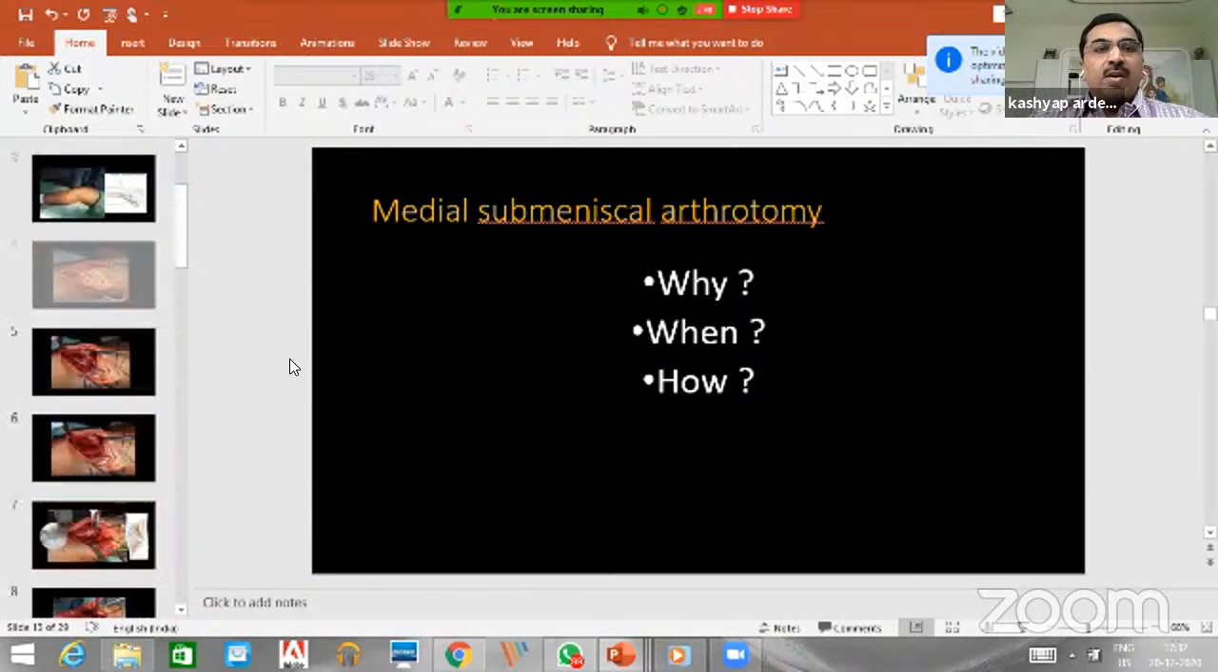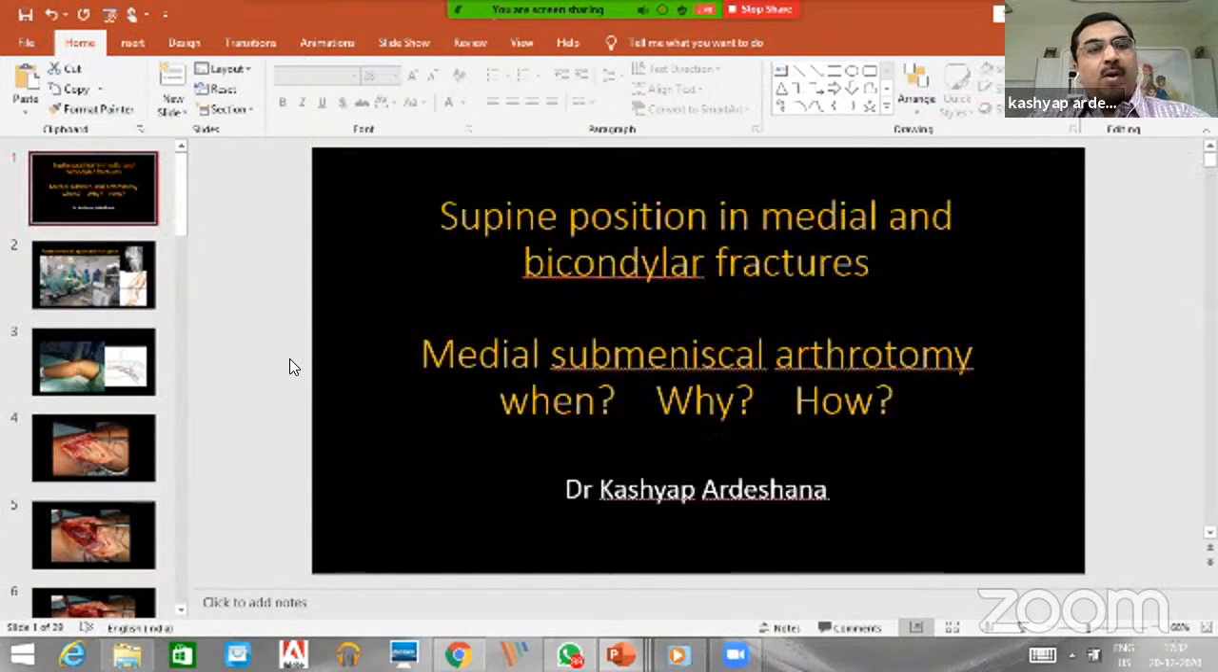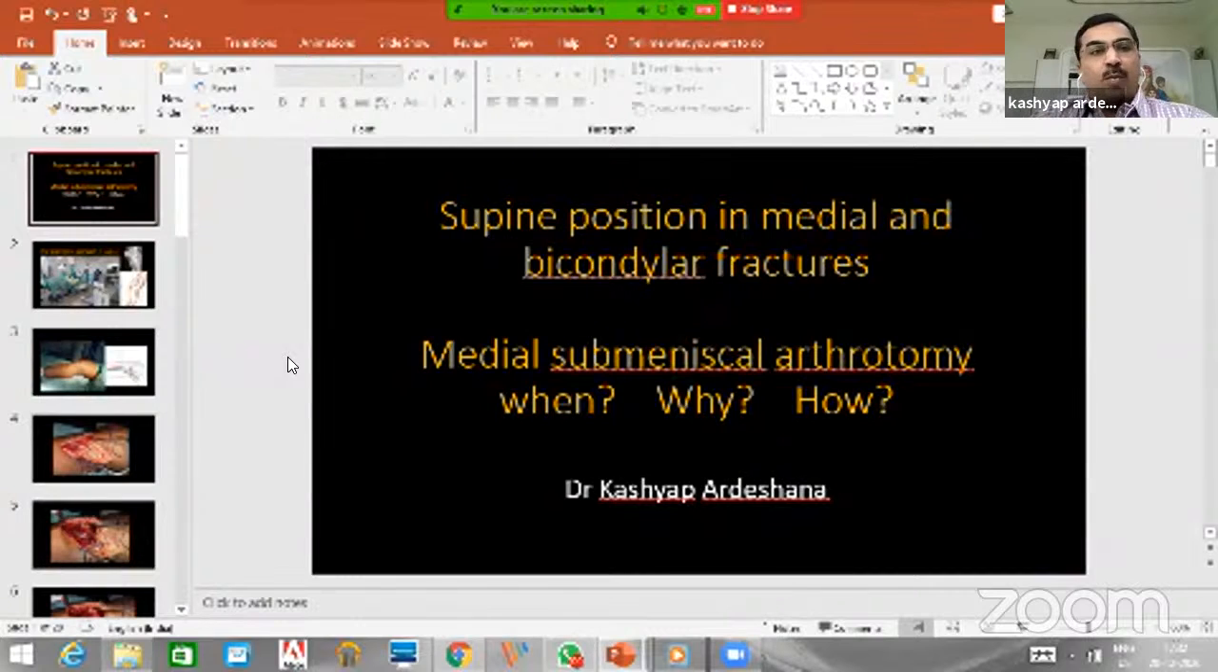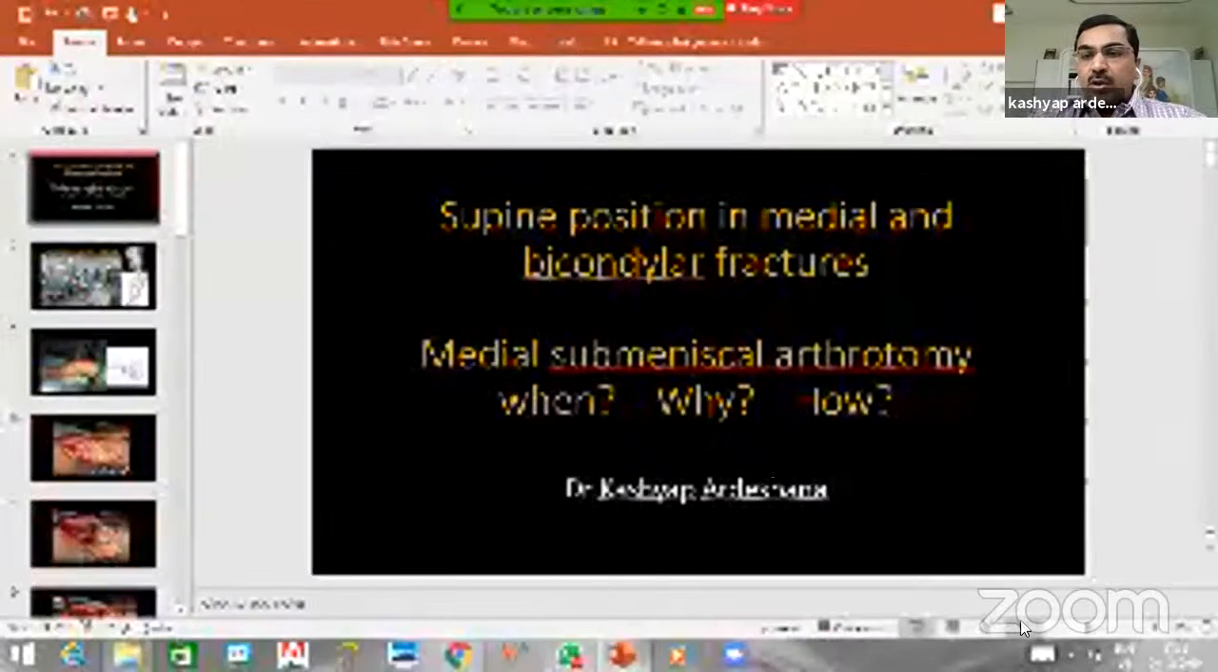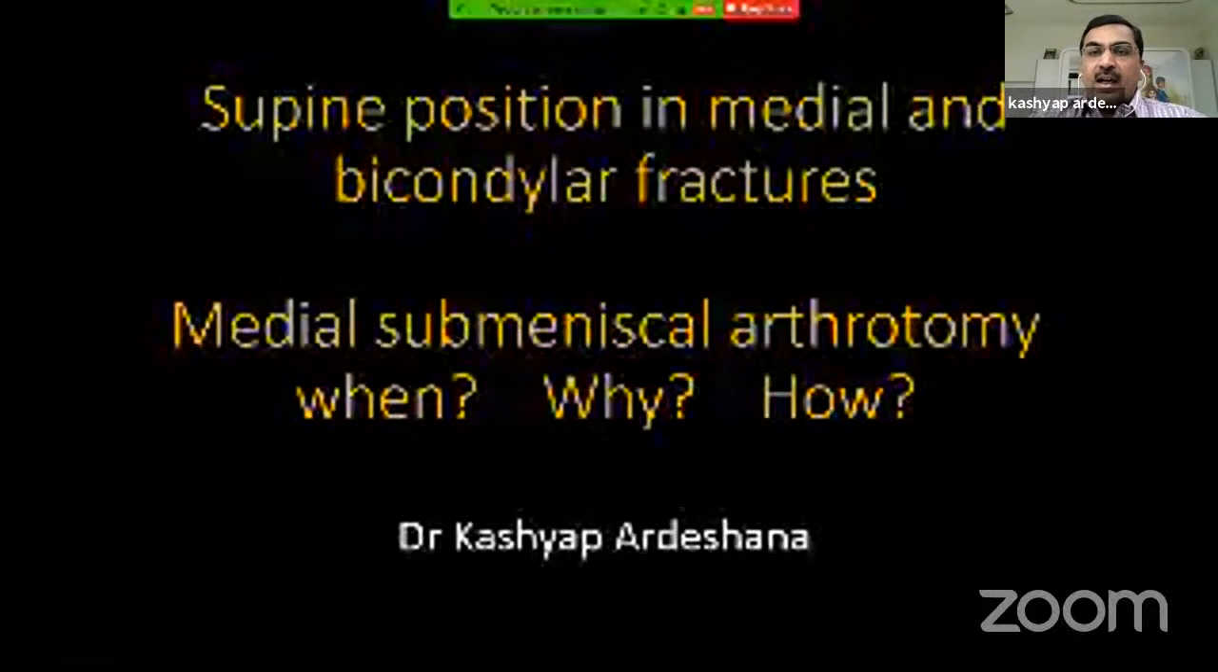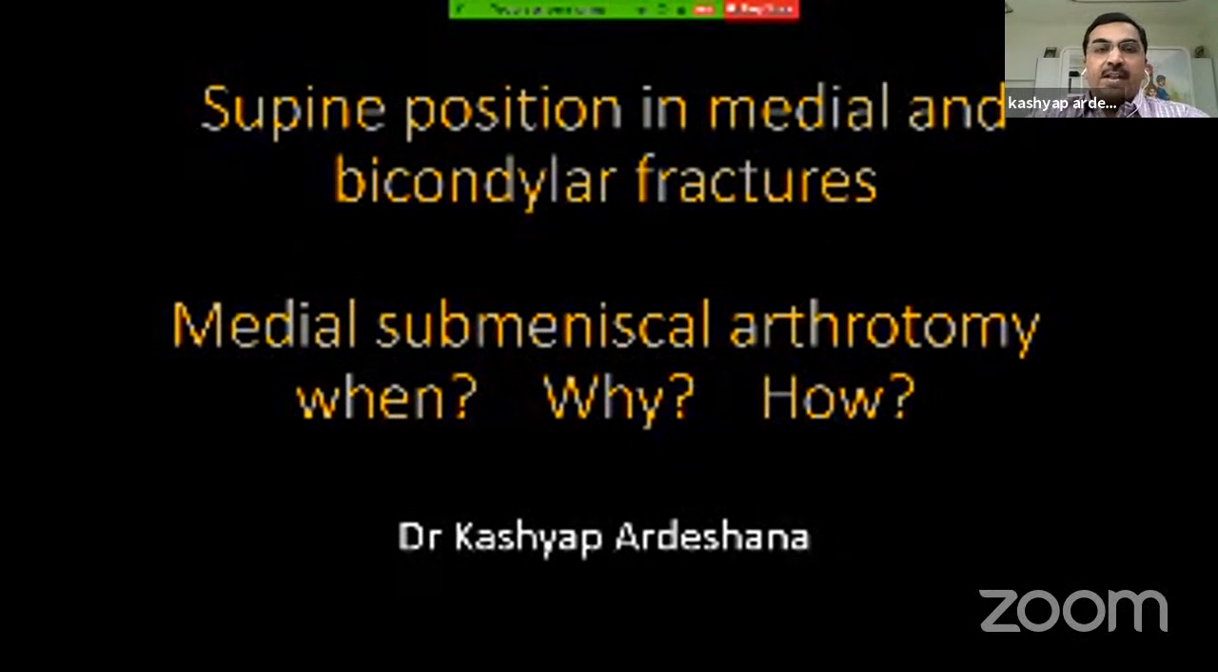So now I was to speak only on this medial submeniscal arthrotomy, but what I feel useful is, because this supine approach is also possible in medial, there are a few slides on that. I think I will say that also.